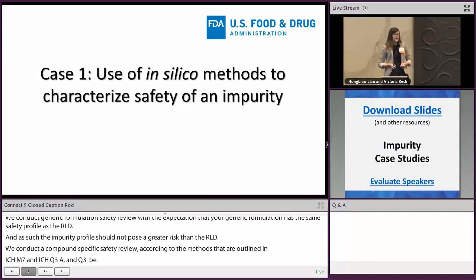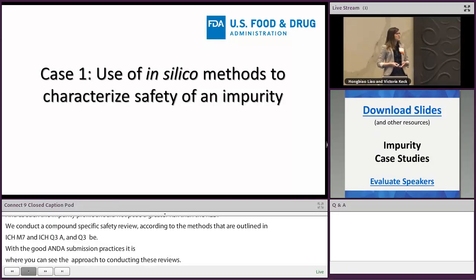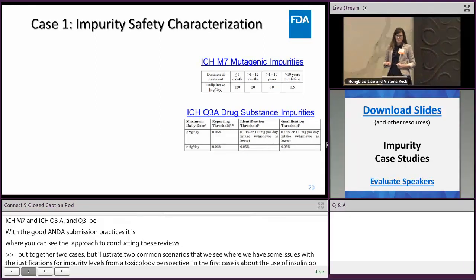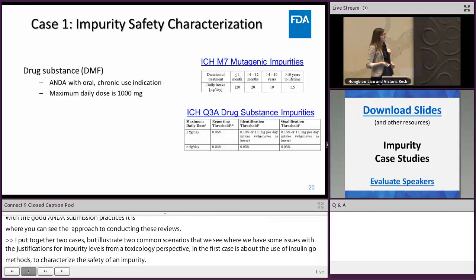So I've put together two cases for you that illustrate two common scenarios we see where we have some issues with justifications for impurity limits from a PharmTox perspective. And the first case is about use of in silico methods to characterize the safety of an impurity. And in this case, we're looking at ICH-M7 and ICH-Q3A drug substance impurities because we have a drug substance, a DMF, that's currently being referenced by a pending ANDA for an oral chronic use indication. The maximum daily dose is 1,000 milligrams.